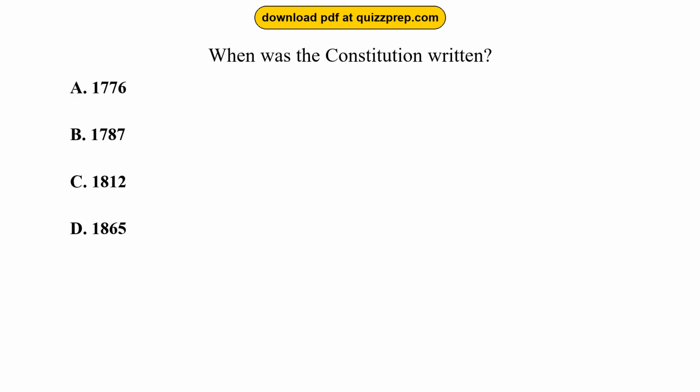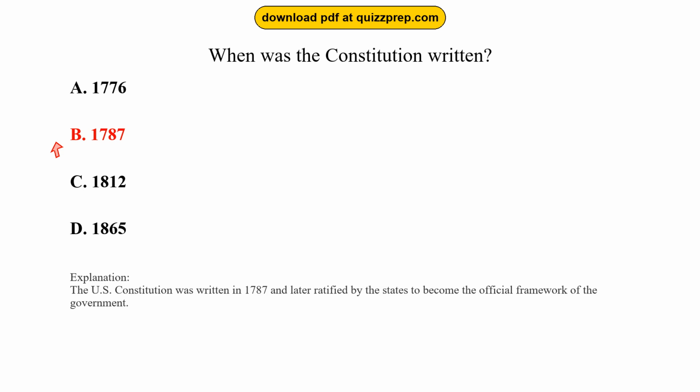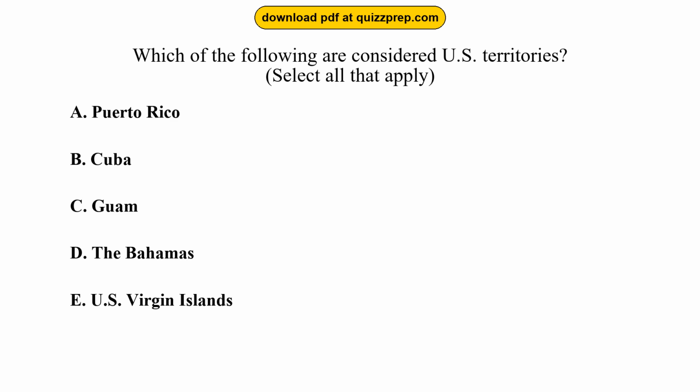Question 32. When was the Constitution written? Option A, 1776. Option B, 1787. Option C, 1812. Option D, 1865. The correct answer is option B, 1787. The U.S. Constitution was written in 1787 and later ratified by the states to become the official framework of the government.